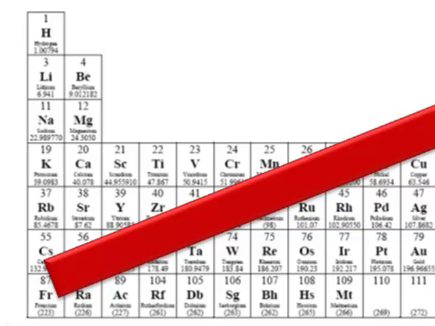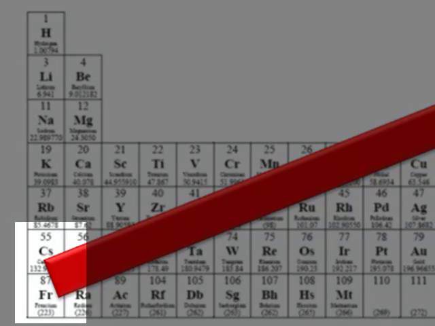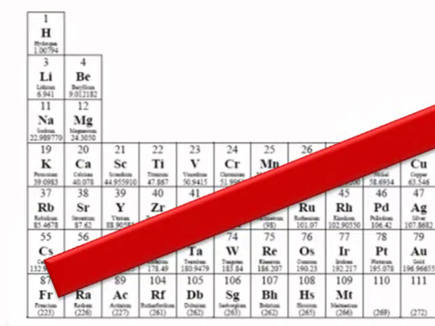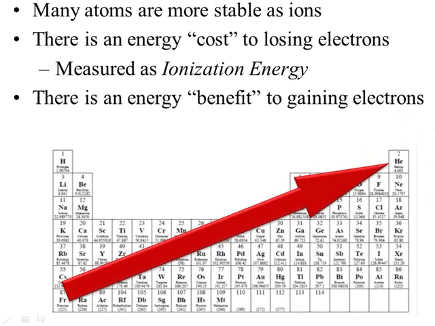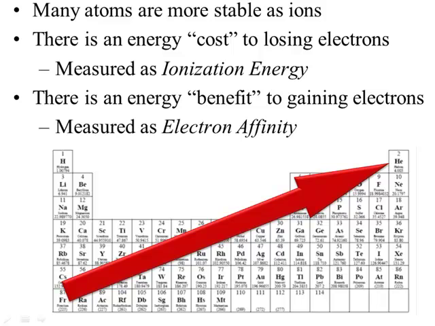The further down the periodic table you go, the smaller that cost gets, basically because the atoms become larger and larger. So an element like cesium or francium has a very small ionization energy, because as soon as it loses an electron, it becomes isoelectronic with a noble gas. Sometimes we talk about the cost of losing electrons, other times we talk about the benefit to gaining them. In either case, we're looking at the same concept.